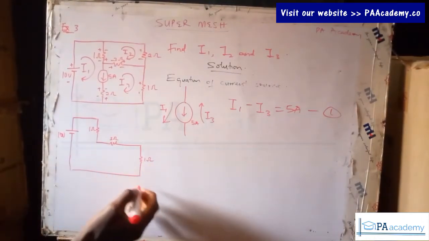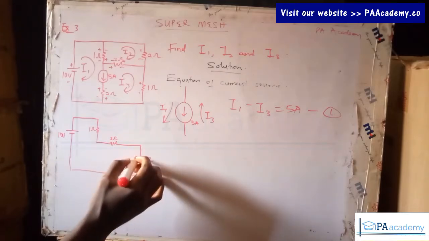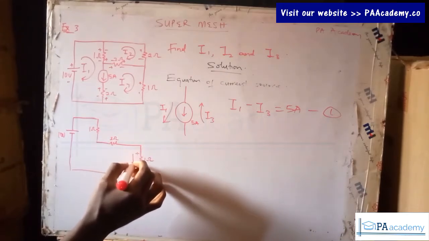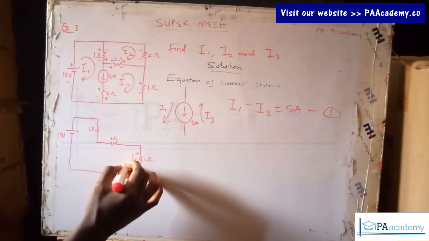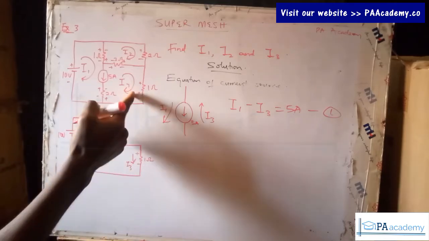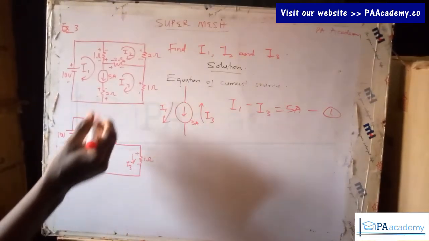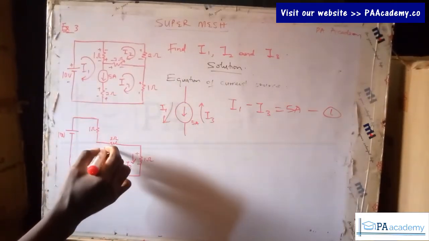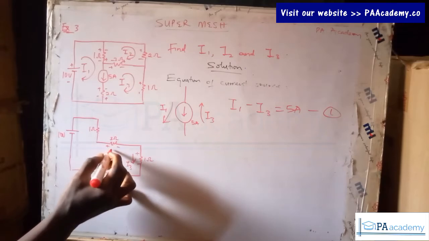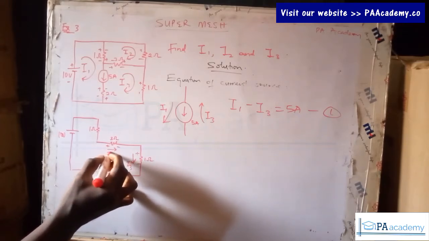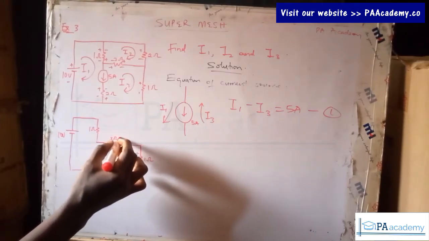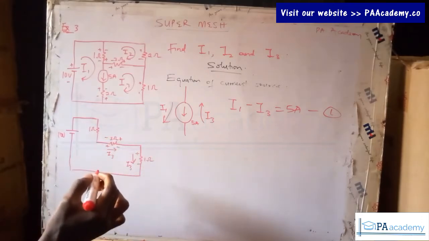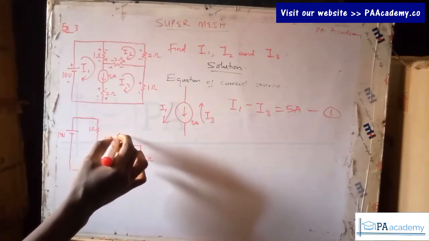So let's start from this 1 ohm resistor. This is going to be plus and minus, and the current flowing through it is I3, like we have here. In this 3 ohm resistor, we have 2 currents flowing through, which are I2 and I3. So this is going to be plus and minus, and the current in that direction is I3. While this will be plus and minus, and the current in this direction is I2.